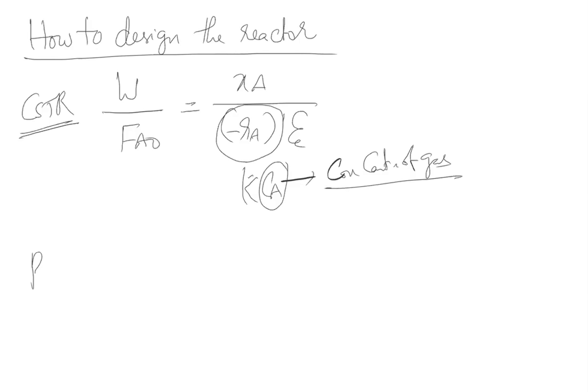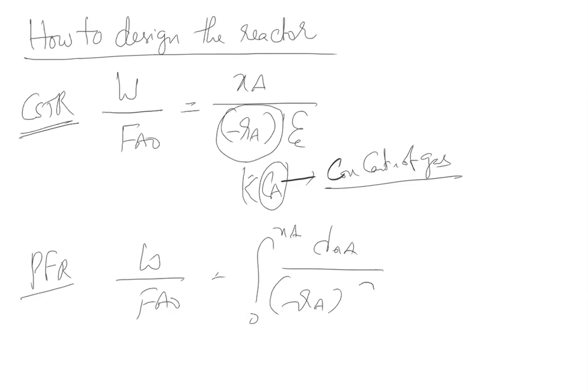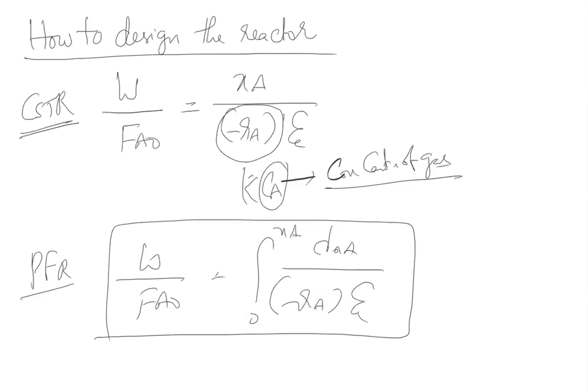So how do you design a PFR? W by FA naught is equal to the integral from 0 to XA of dXA by minus RA into effectiveness factor. This is my second design of the reactor. Now the weight of the catalyst is coming into the picture. Volume doesn't matter. Suppose I have a bigger reactor, maybe 1 kg of catalyst, because the reaction is happening only on the catalyst.